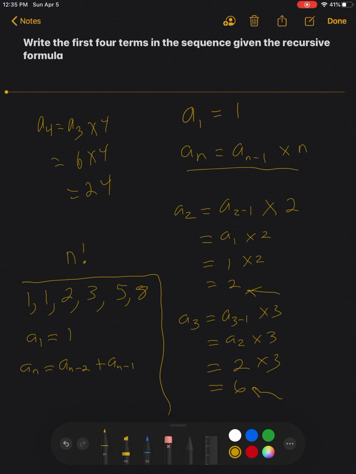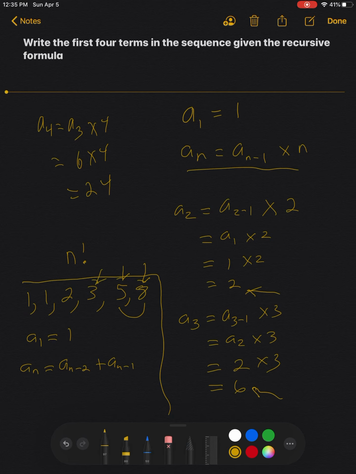What would the next number be after 8? Well, you have to look at the two previous numbers in the sequence, which are 5 and 8, and add them together. 5 plus 8 gives you 13. How did I know that this number was 8 right here? Well, I took the two numbers before it in the sequence, 3 and 5, and added them together.